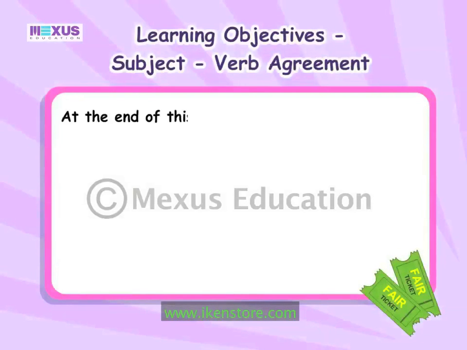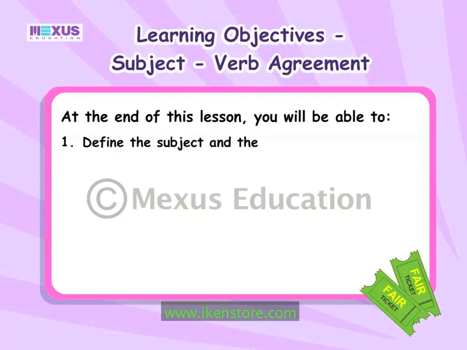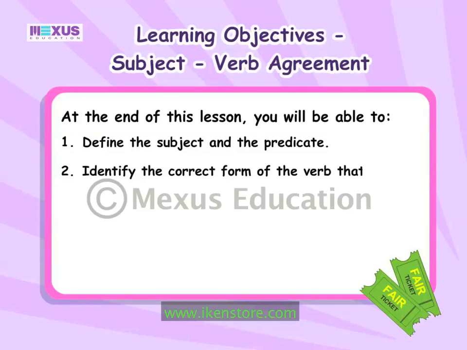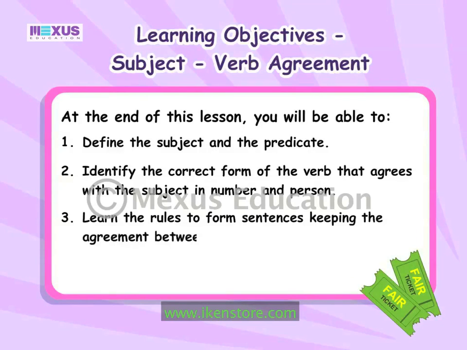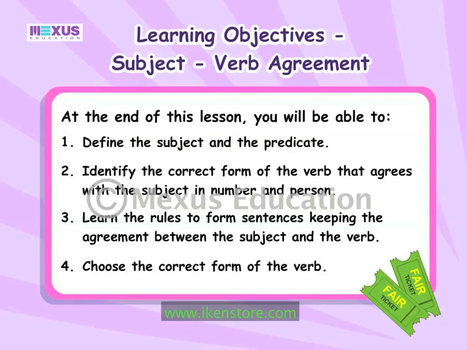At the end of this lesson, you will be able to define the subject and the predicate, identify the correct form of the verb that agrees with the subject in number and person, learn the rules to form sentences keeping the agreement between the subject and the verb. Choose the correct form of the verb.